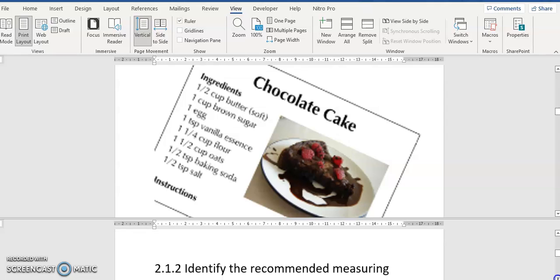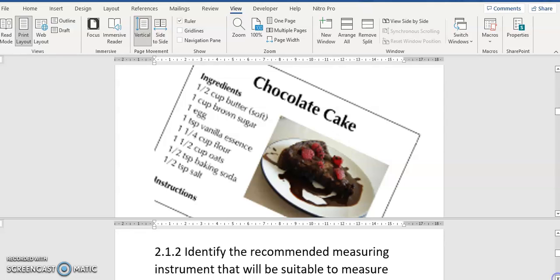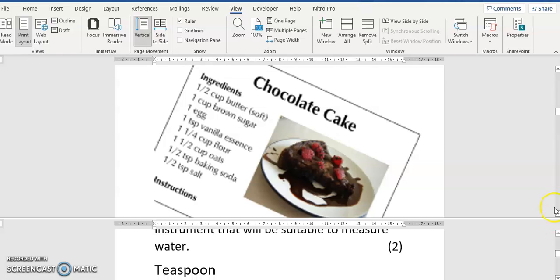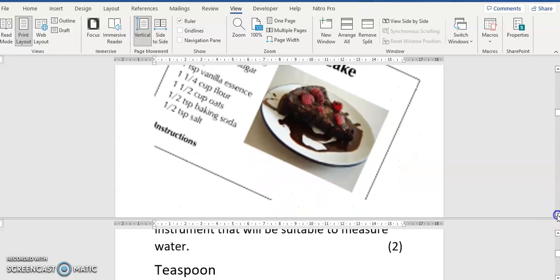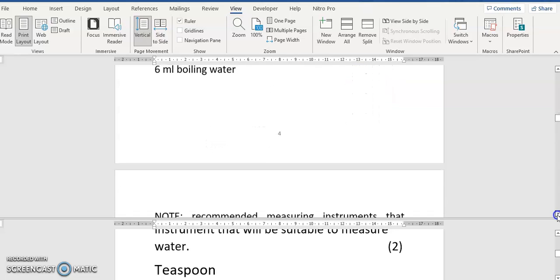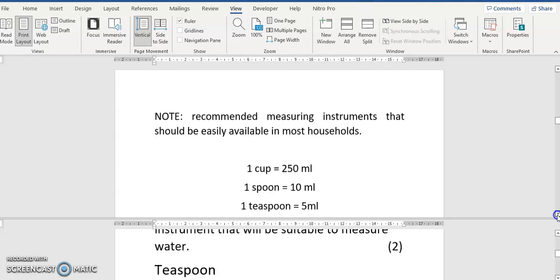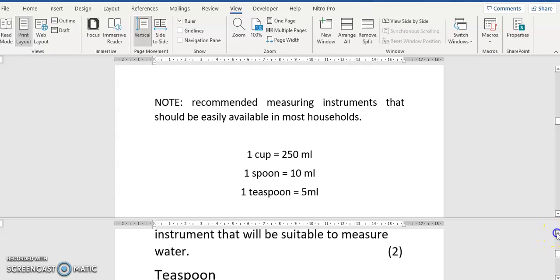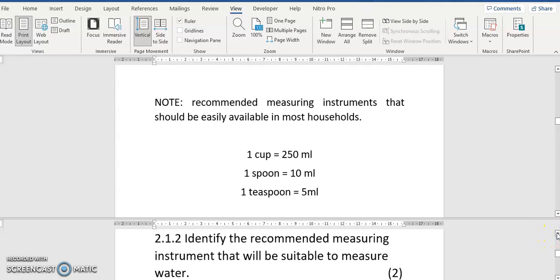Okay. So here, question number 2 is saying identify the recommended measuring instrument that will be suitable to measure the water. So if you check this one, which one is the instrument? I told you these are the instruments. So we want to measure water according to this. We want to measure what? Identify the recommended instrument that will be suitable to measure water.